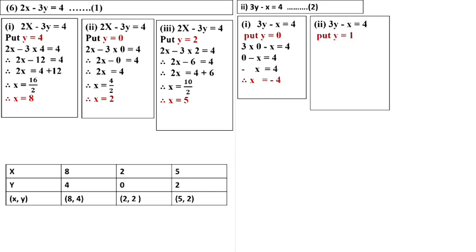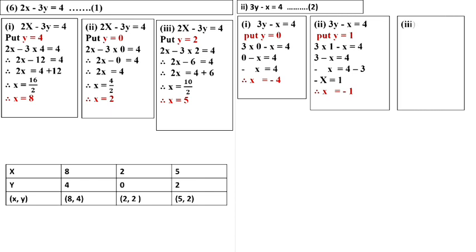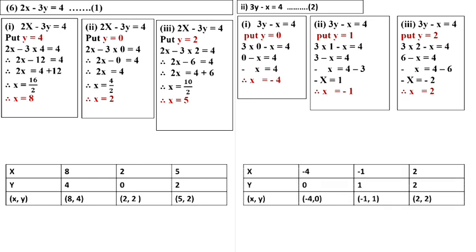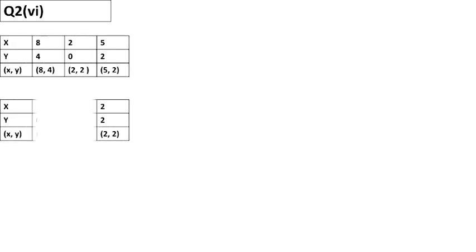Same way we have done the second one. Here we are going to take the y value equal to 1. So here we get the x value as minus 1. The third one, we have taken the y value as 2. While substituting the value of y as 2, we get the value of x as 2. Fill all the coordinates in the boxes to draw the graph. So here, for question number 6, these are the coordinates we got.